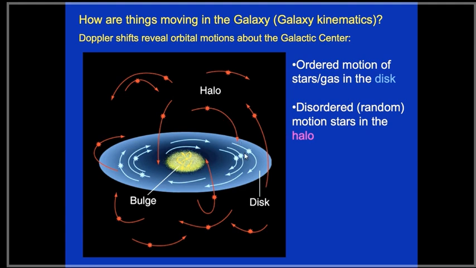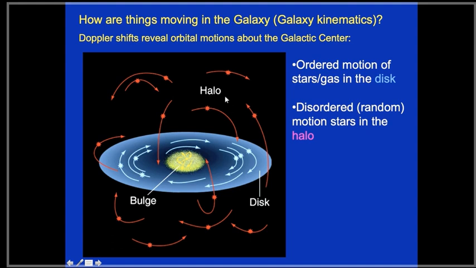What astronomers have found is that the different parts of the galaxy are moving in different ways. In the disk of the galaxy, things are moving around like this. You can see they're moving in sort of an ordered motion. The stars and the gases are all moving around kind of like horses around a racetrack in the disk.